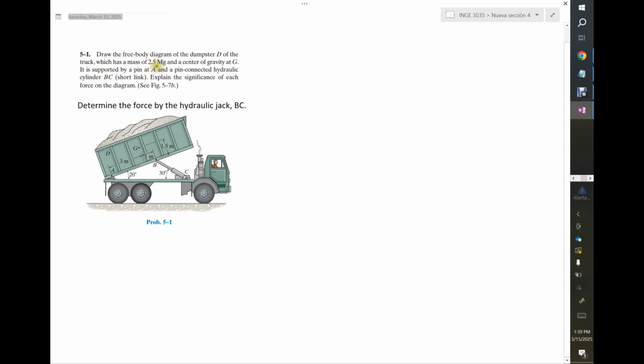This has to be converted to a force in Newtons and a center of gravity right here at G. It is supported by a pin at A right here, and a pin connected to the hydraulic cylinder BC, a short link here. There's a pin here, and there's also a pin here. Display the significance of each force on the diagram, but here I add this: determine the force by the hydraulic jack, in this case BC, as shown here.